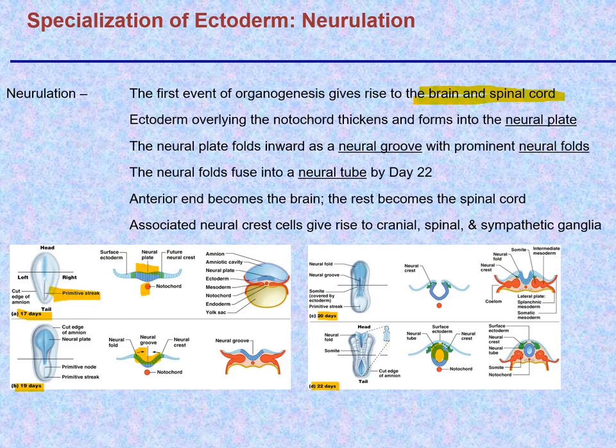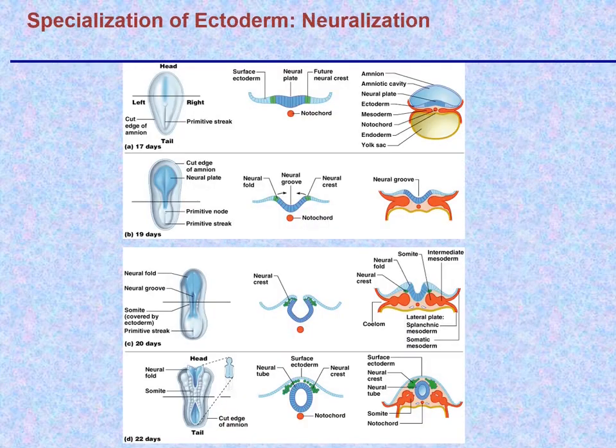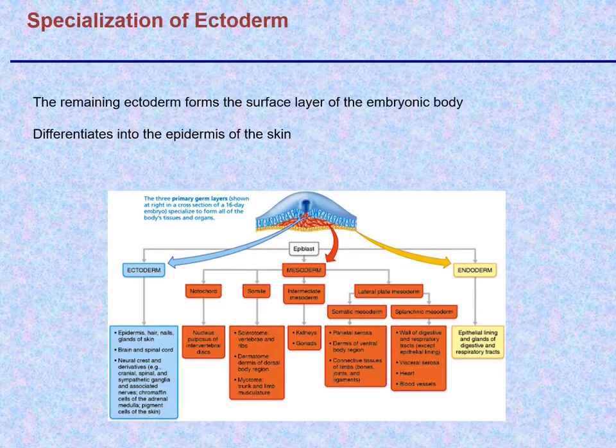So the neural plate, underneath the neural plate, you have the notochord, which goes on to form what's called a neural groove, and eventually a neural tube. And the anterior becomes the brain. The rest is the spinal cord. Okay, the remaining ectoderm, the part that doesn't become parts of the nervous system, will form the outer surface layer of the body, the epidermis, essentially the skin.